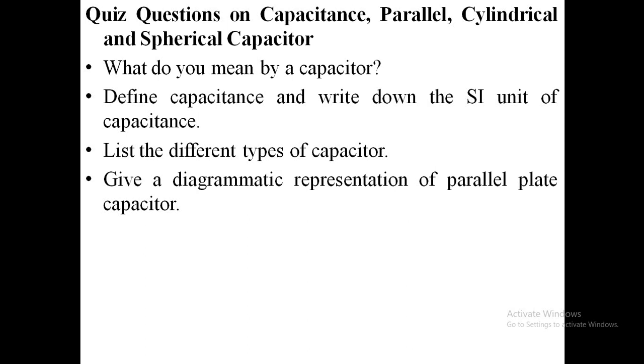Quiz questions on capacitance, parallel, cylindrical and spherical capacitor. What do you mean by a capacitor? Define capacitance and write down the SI unit of capacitance. List the different types of capacitor. Give a diagrammatic representation of parallel plate capacitor.